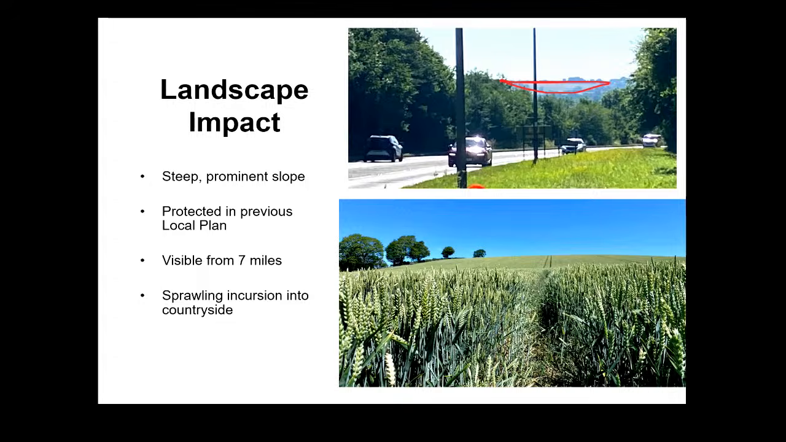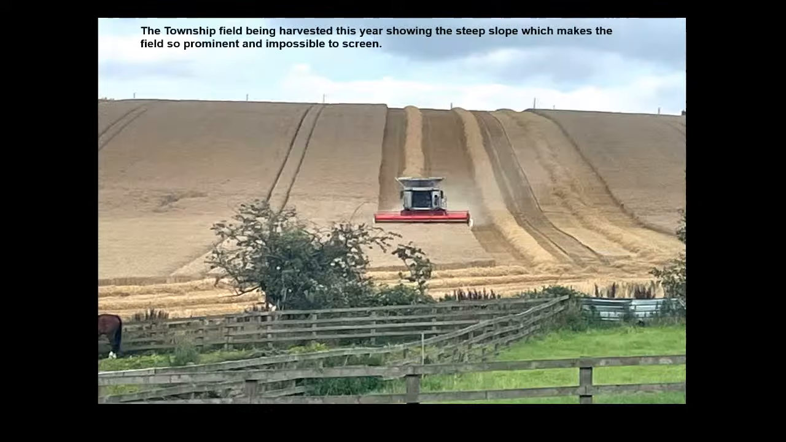For these reasons, in the previous local plan, a policy stated that the township field was to be protected from all further development because it is a very prominent site due to its landscape. Slide 4, please. This photograph shows the township field during harvest this year. The image makes clear just how steep and prominent the field is. Screening would be impossible. Slide 5, please.